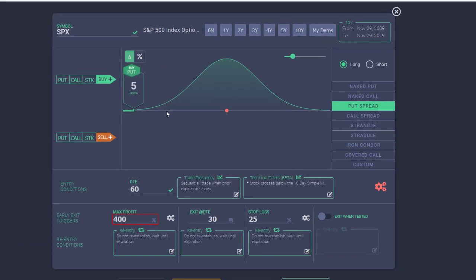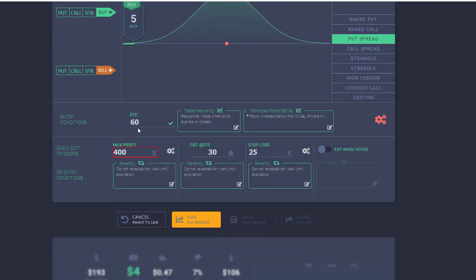Basically, we're going to be long a put spread on SPX, delta 5 minus 20. That means it's a 20-point strike width. That's what that looks like in the backtest. Put this back to delta 5, 60 days to expiration. Here are my 3 exit targets: 400% max profit, 30 days to expiration, or 25% stop loss.